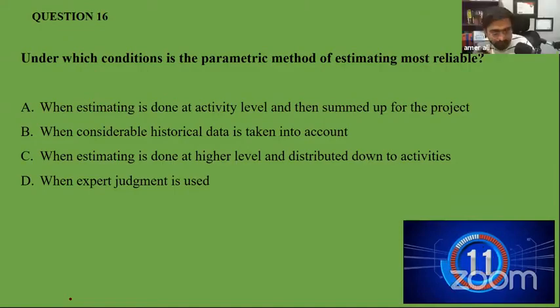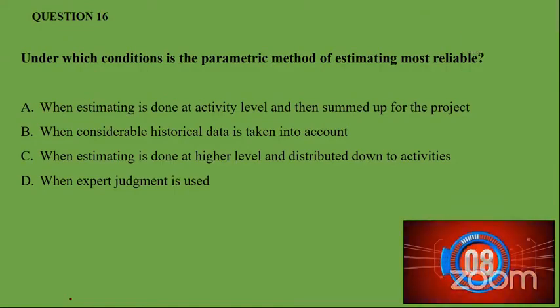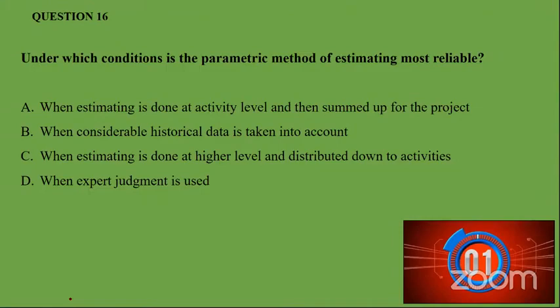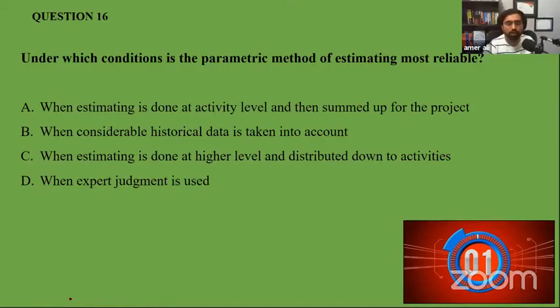Okay. Zaka, would you like to answer? Zaka? Yes. Please answer. Under which condition is the parametric method of estimating most reliable? When estimating is done at activity level and then summed up for the project, when considerable historical data is taken into account, when estimating is done at a high level and distributed down to activities, when expert judgment is used. Option B, when considerable historical data is taken into account. Yes, well done. Option B is the right answer. I'm proud of you, my friend.